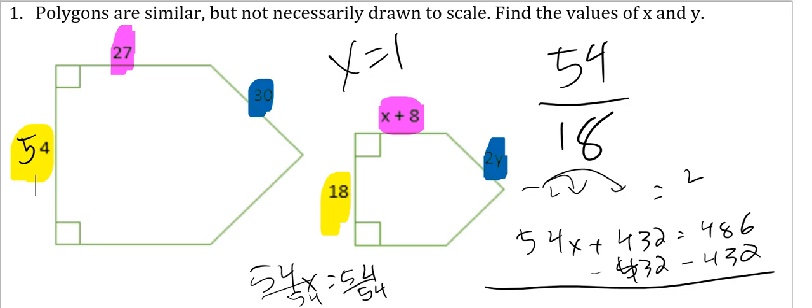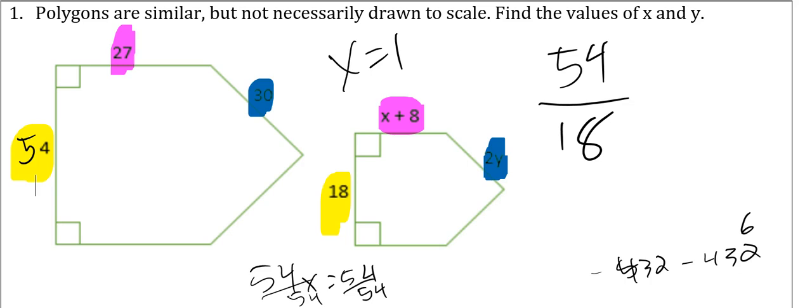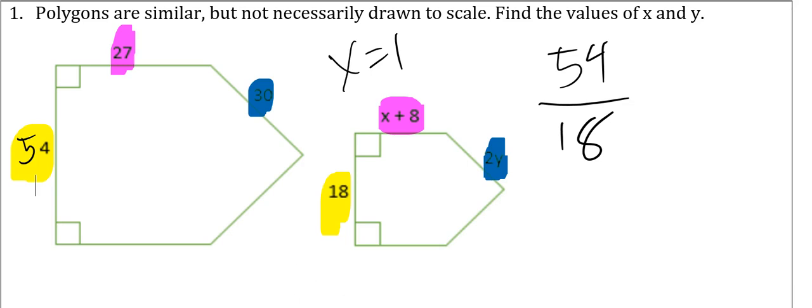I'm going to erase everything and find my y value. You could use a different fraction by plugging in the y, but it's nice to just stay consistent, so use 54 over 18. For my next one, once again, I chose 27 before, and now I'm going to choose 30. 30 divided by, no, that's blue, goes with blue, 2y.